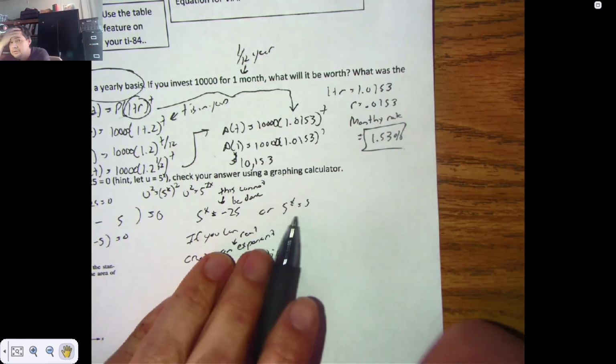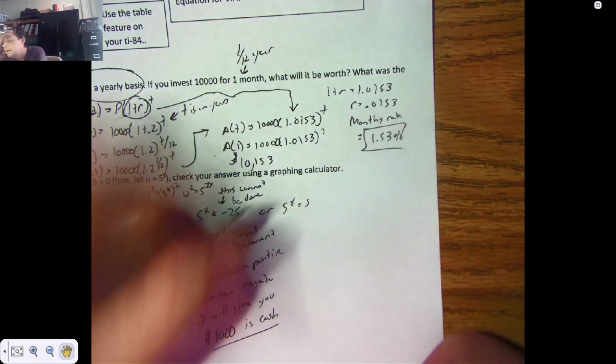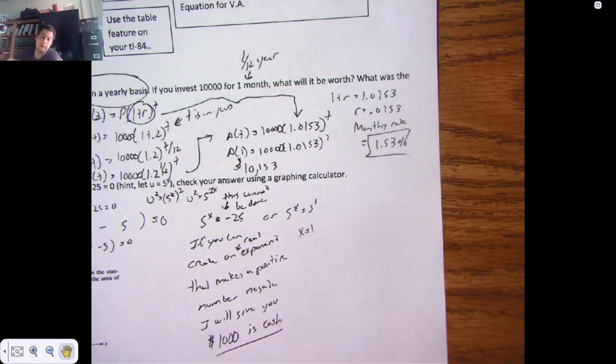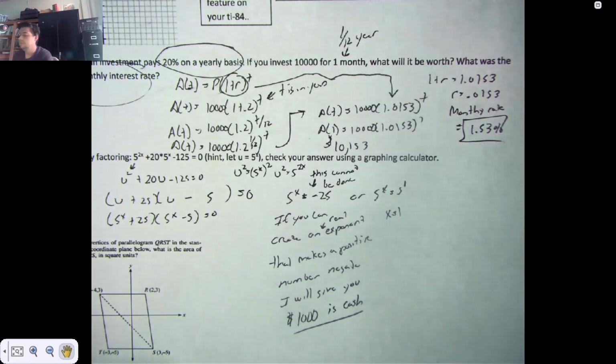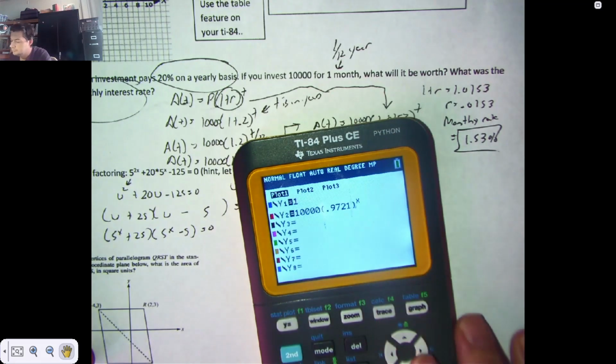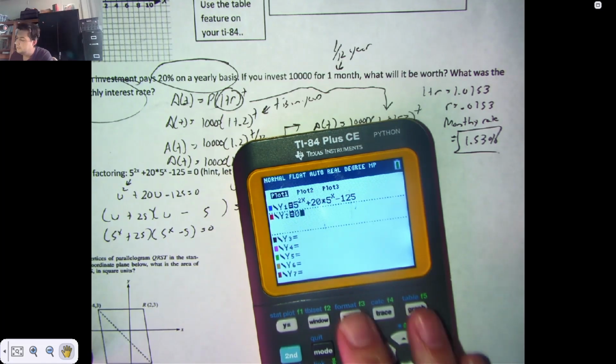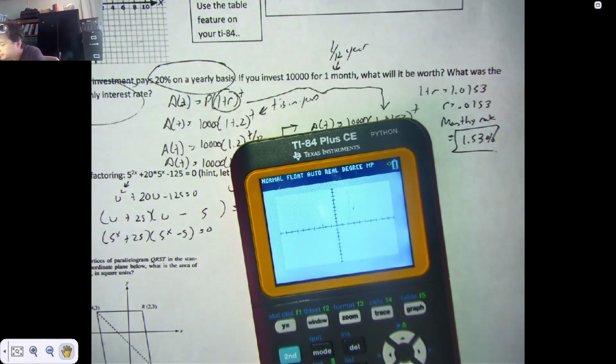This one you ought to be able to answer yourself. 5 to the x is 5 to the understood first power. X is 1. And it does say check with a calculator, so why not check it? This was 5 to the 2x plus 20 times 5 to the x minus 125, and it was equal to 0, so I put a 0 on y2. Zoom 6 it, and there's only one line. That's it, and it's at 1.